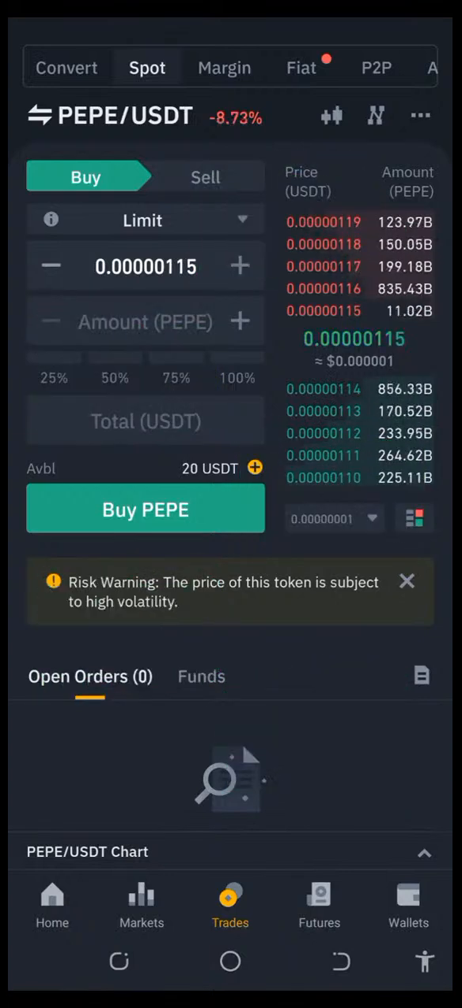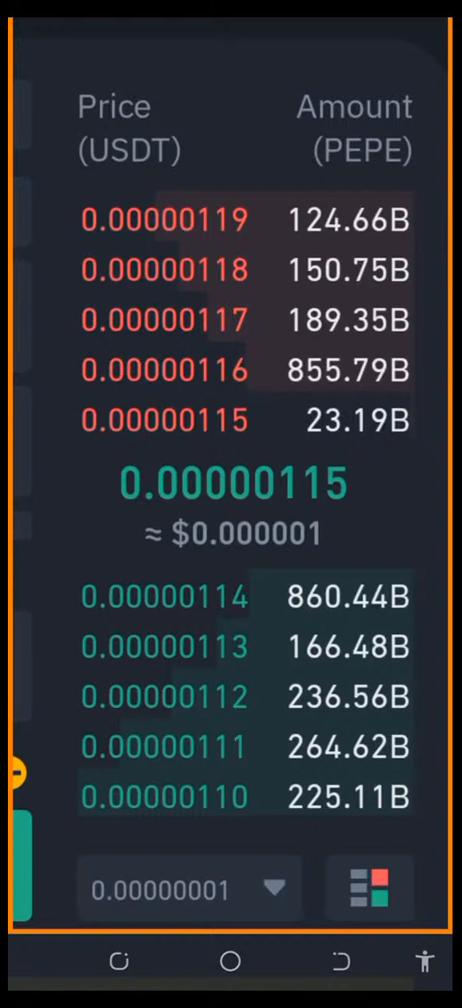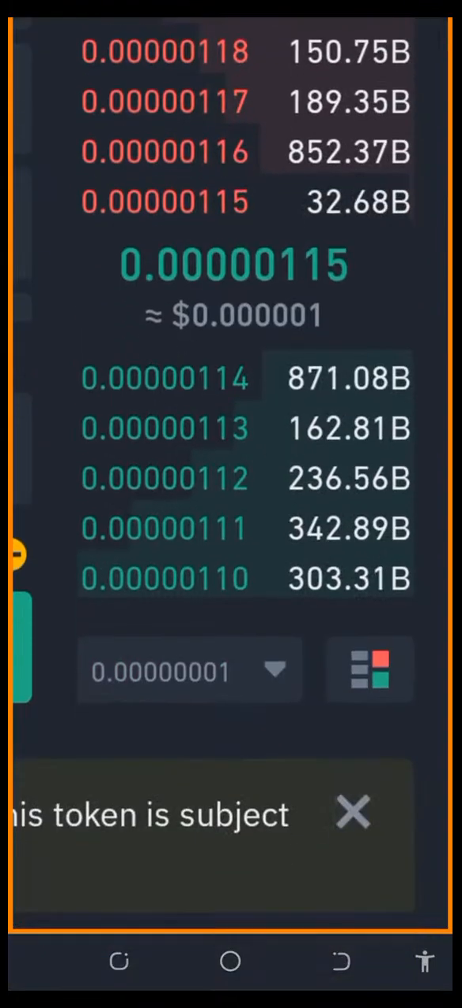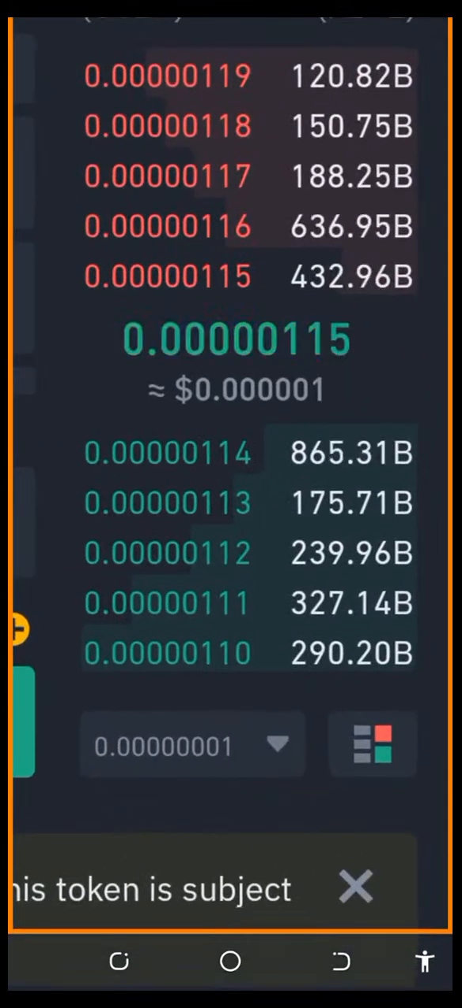Now, look at this. Can you see how this is fluctuating? It's fluctuating between 115, 114, 116, just going up and down. When you come over to a place where you want to do your spot trading, you have to have velocity. Can you see what's going on here? That shows you that things are moving. That's how we want to see it.